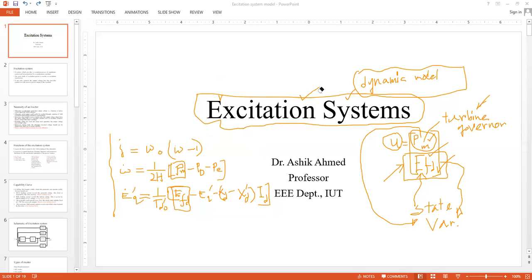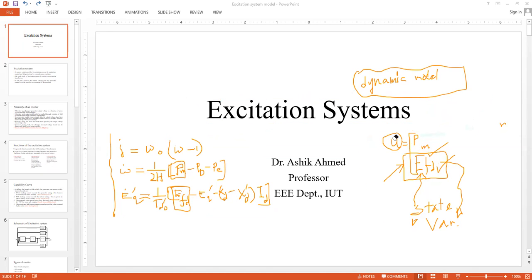So the basic purpose of the excitation system, as we all know, for a synchronous machine, is simply to have control over the terminal voltage.